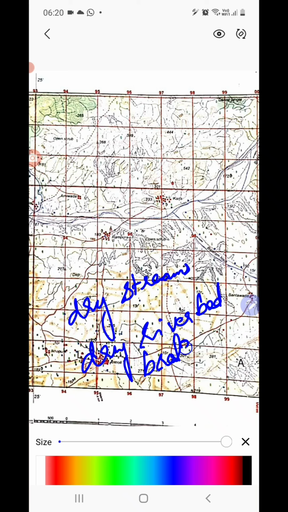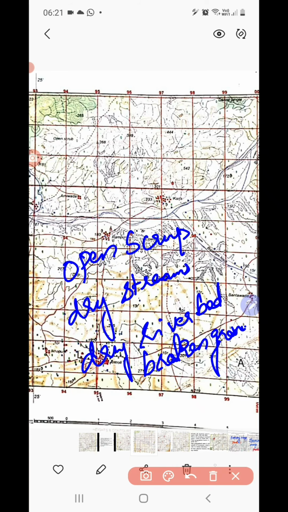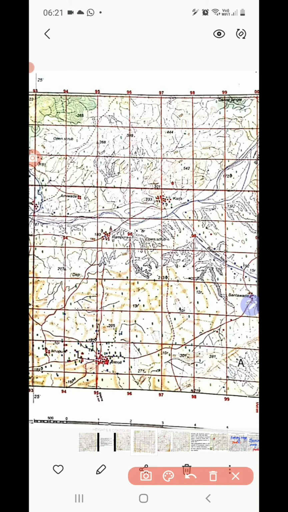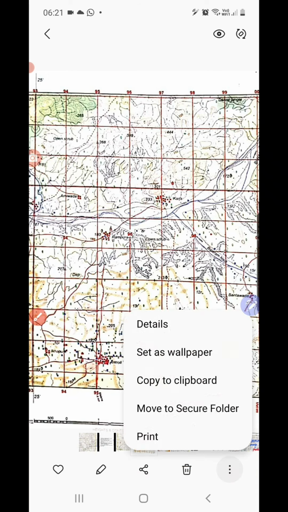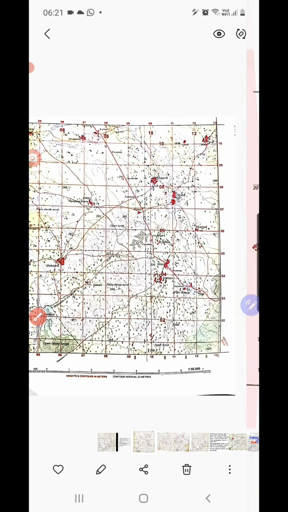Then you can write open scrub. Whenever you find open scrub, these are all evidence to show that this region is experiencing seasonal rainfall. Then you can also write causeway. In some of the maps you can also find a causeway. You see here, wherever the metal roads are, you find the causeway. These are all indications of seasonal rainfall.